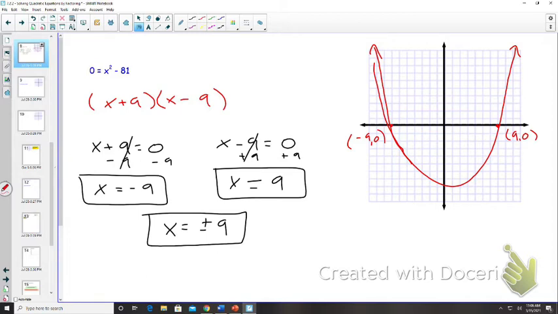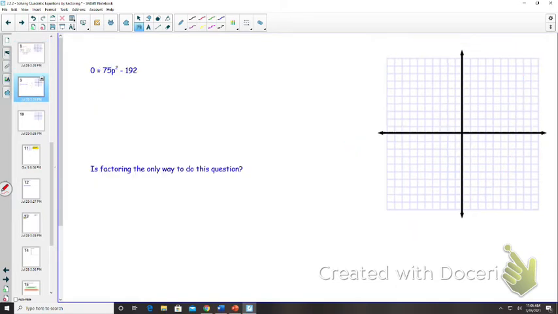This next one's going to be tricky to figure out. We have to do 192 and 75. Can't do 1, can't do 2, can't do 3, can't do 4. Okay, so are you thinking of difference of squares right now? Yeah. You're right, 75 is not a perfect square, neither is 192. But could we potentially factor something out of this first?